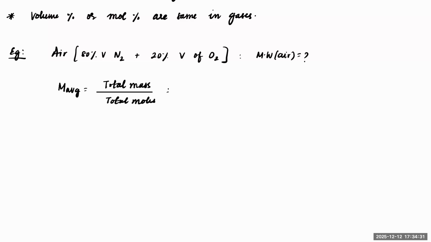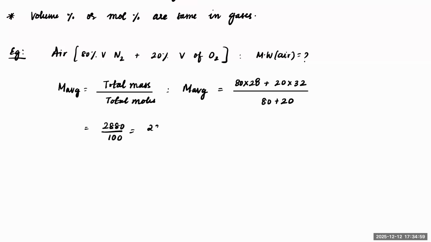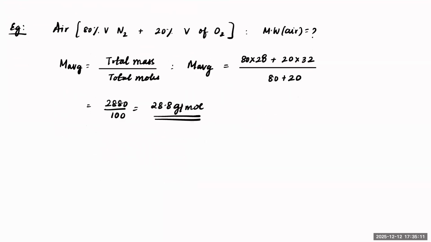And you know that the average molecular weight is equal to 80 into 28 plus 20 into 32, because these are the molar masses of nitrogen and oxygen, divided by 80 plus 20, correct? So this is the average molecular weight, which comes out to be 2880 by 100. So what are we getting here, beta? 28.8. Sorry, molar mass, so it is gram per mole. So this is the gram molecular weight of air.